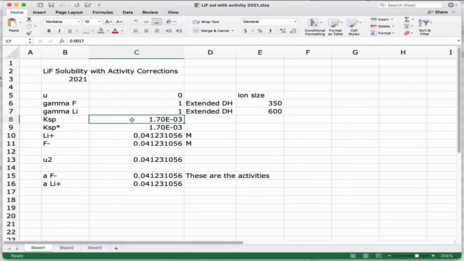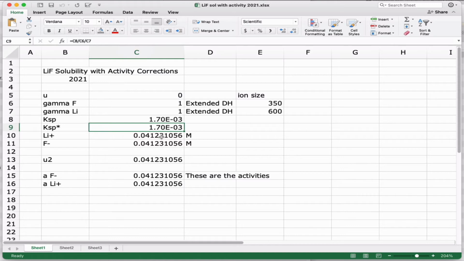The next thing I need to do is to put in the KSP. So I would look that up. You can go to the resource on our website and look up the solubility of lithium fluoride. And it's 1.7 times 10 to the minus 3. Then I'm going to divide that equilibrium constant, that KSP, by the activity coefficients to create a KSP star. We've been calling them KSP primes, and people interchangeably use asterisks or primes to indicate a conditional equilibrium constant. In this case, conditional on the ionic strength of the system. Because the activity coefficients are one, the KSP prime is the same as the KSP.